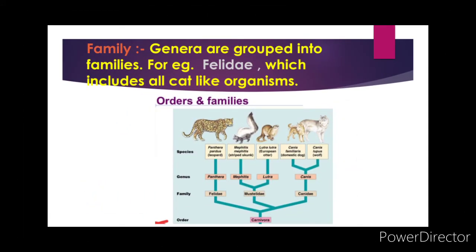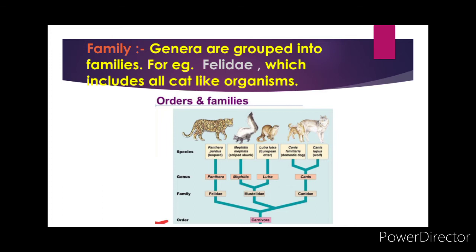Next come to family. In a family, genera are grouped into families. For example, Felidae, which includes all cat-like organisms such as the domestic cat, tiger, cheetah, jaguar, and snow leopard. Every continent, with the exception of Australia and Antarctica, has its own genus of cat, but all are of the same family, Felidae. Family names always end in the letters AE, but are not printed in a special way, as species names are.